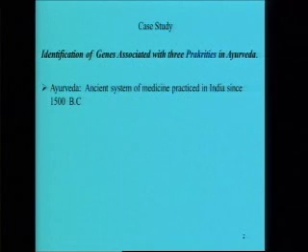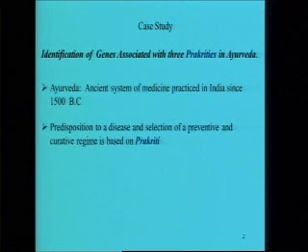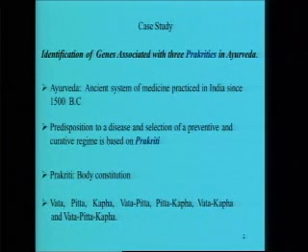Ayurveda, as everybody knows, is an ancient system of medicine practiced in India since 15,000 BC. And the main assumption in this system is that the predisposition to a disease or selection of a preventive and curative regime is based on the prakriti of an individual. What is prakriti? Prakriti is nothing but the body constitution of the individual. And in Ayurveda, there are seven types of prakrutis described.